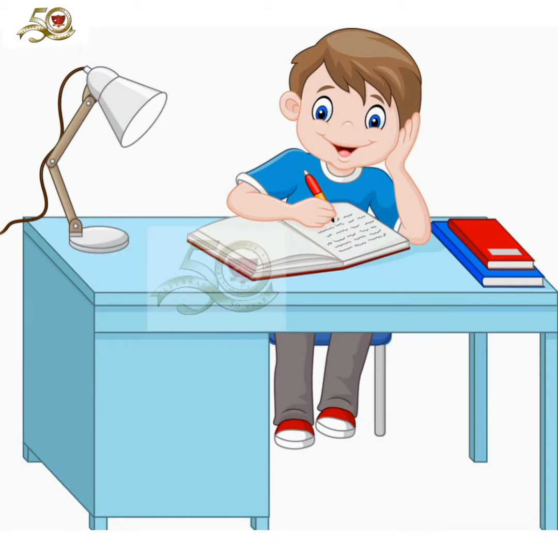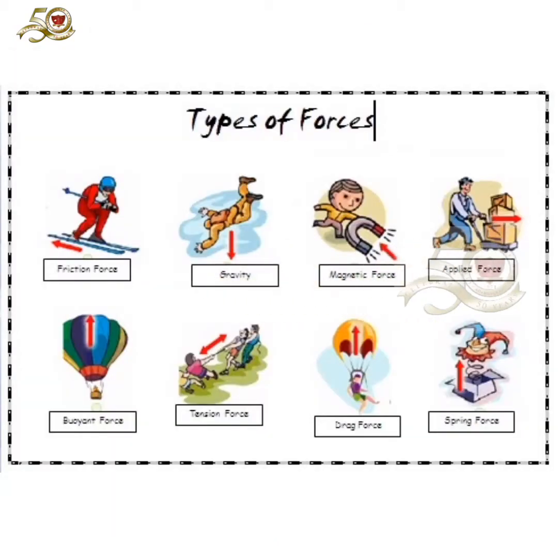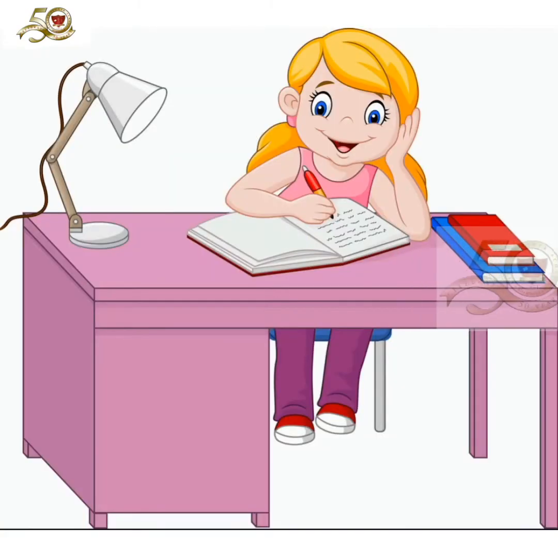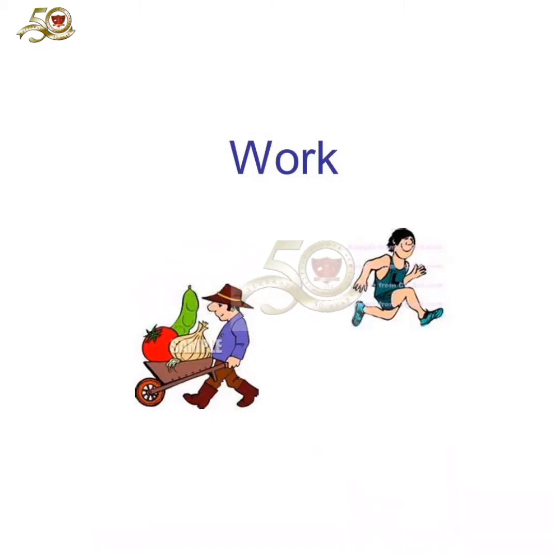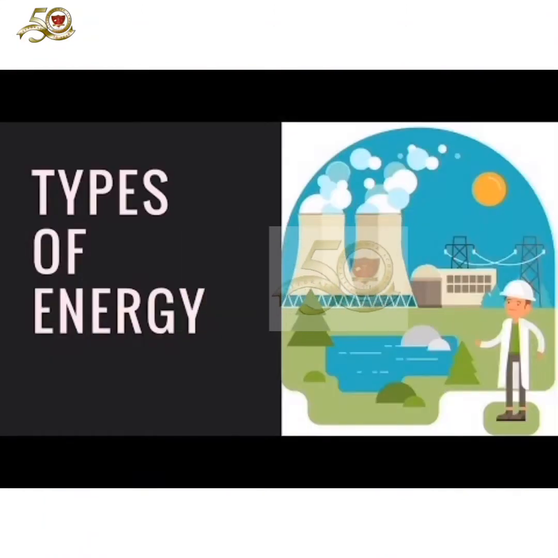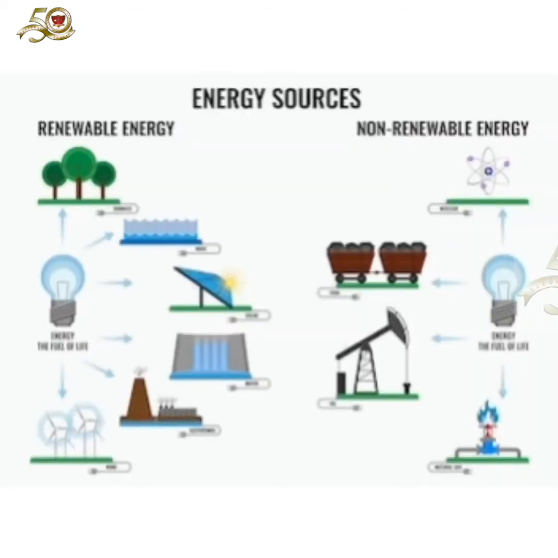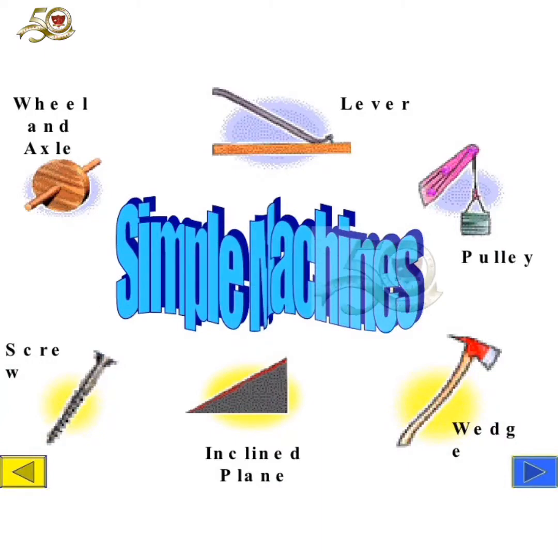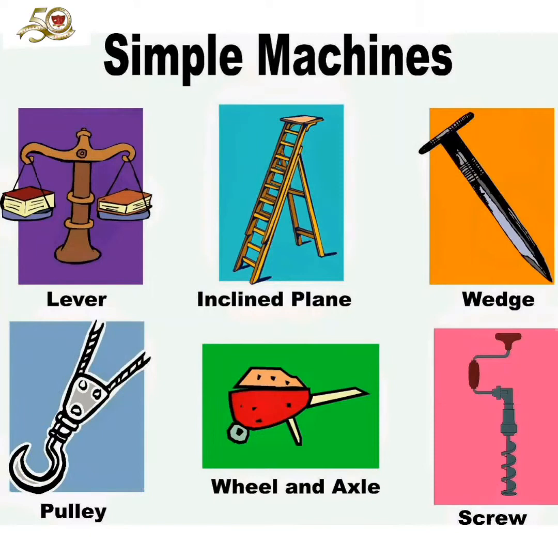Very good. Frictional force, gravitational force, muscular force and magnetic force. Very good. But you are in 4th standard and you are bigger now, isn't it? So we are going to learn more about the work and energy and the types of energies and renewable, non-renewable source of energies, and about simple machines. Not only that, you have to learn more simple machines which make our work very easier, and types of levers too.